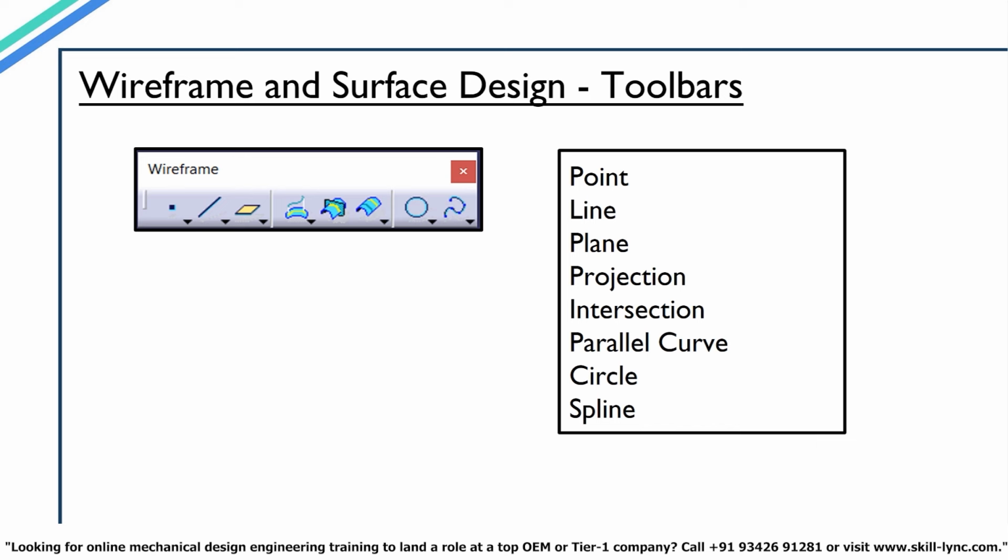Wireframe and surface tools can be integrated with solid modeling tools in the Part Design workbench to achieve a hybrid design. While working inside the Part Design workbench, if there is a need to access commands from the wireframe toolbar, there is another workbench called Generative Shape Design under the Shape Design category. Let me demonstrate some of the commands you see in this slide in CATIA V5.